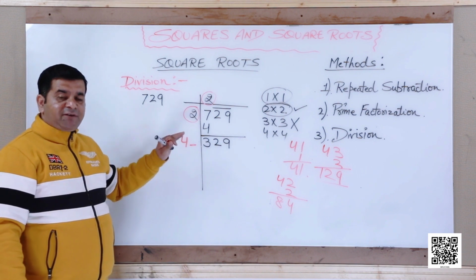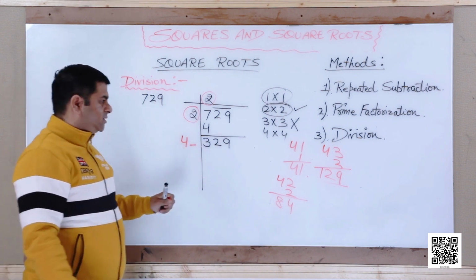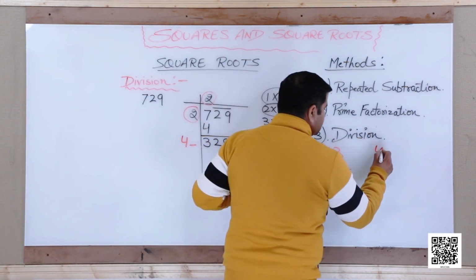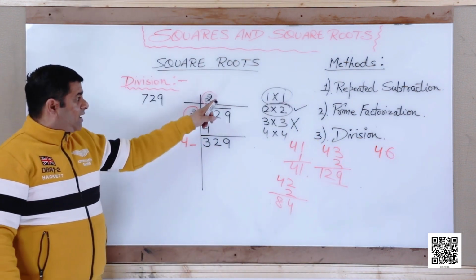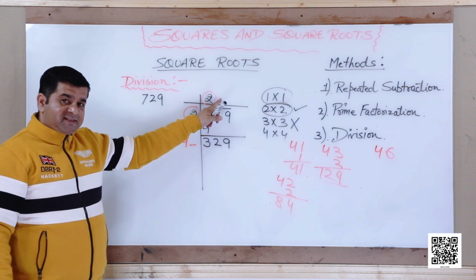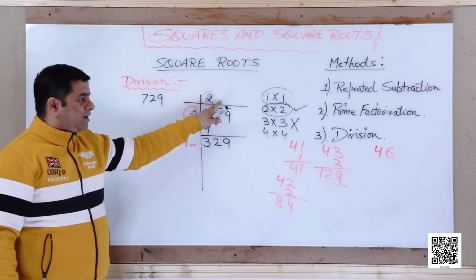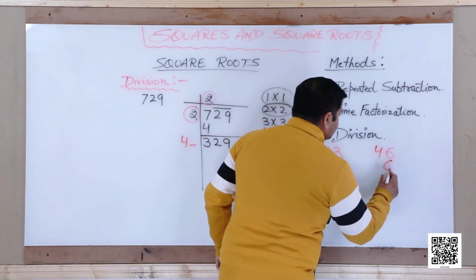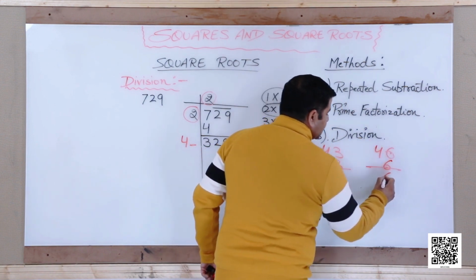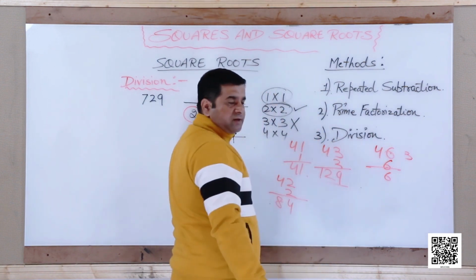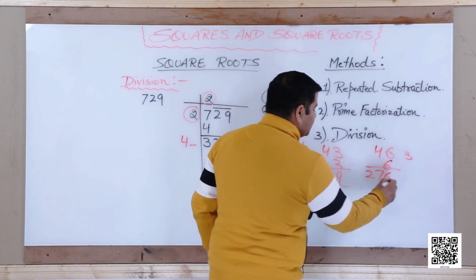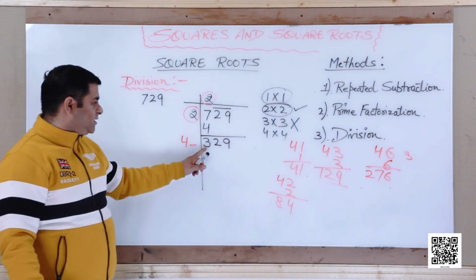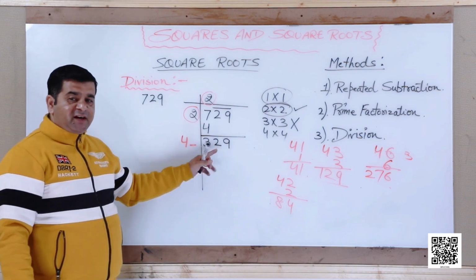So that means we have to take a larger digit. So let me take 6. If I take the digit 6, then I have to take 6 here. So that makes 46 multiplied by 6. Let's see. 6 times 6 is 36. Carry 3. 6 times 4 is 24, and 3 is 27. It's 276. Still, we need a greater digit.